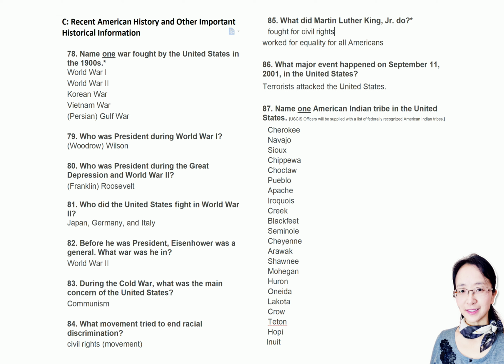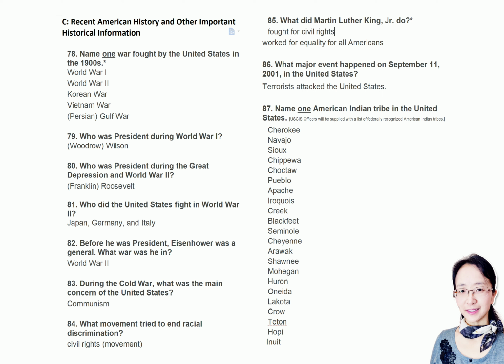Who was president during World War I? Woodrow Wilson. Who was president during the Great Depression and World War II? Franklin Roosevelt. Who did the United States fight in World War II? Japan, Germany, and Italy. Before he was president, Eisenhower was a general. What war was he in? World War II. During the Cold War, what was the main concern of the United States?